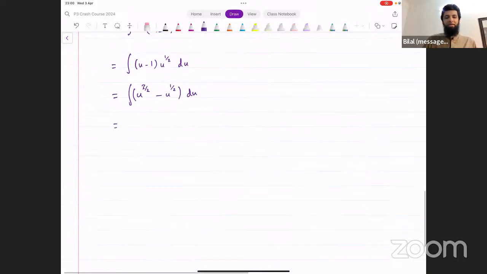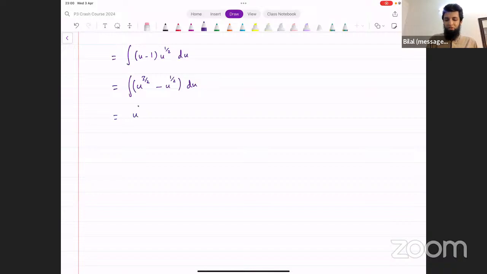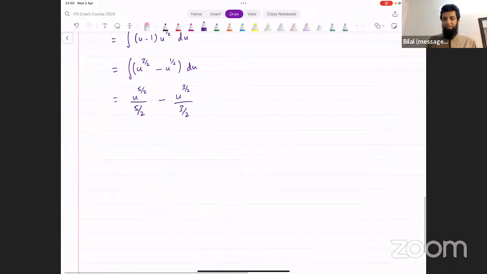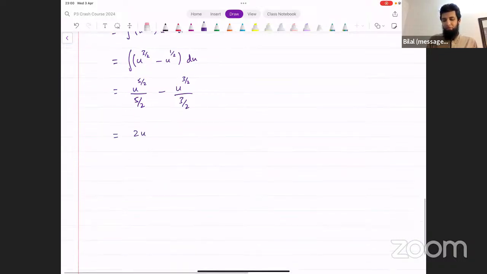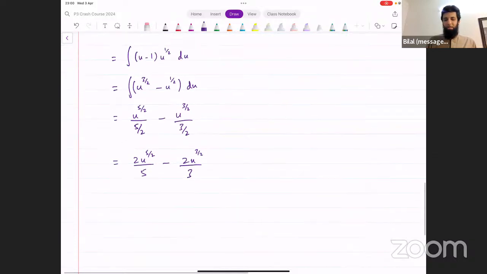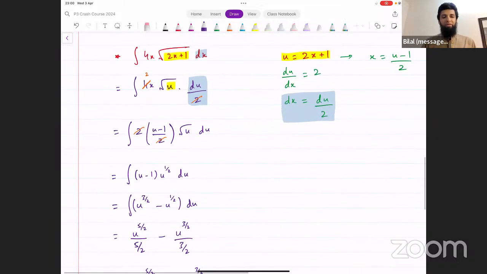And now we can integrate each of these terms separately. And that gives us u raised to power 5 over 2. Because remember, this is a power function. We can use power rule here. We add 1 to the power, divide by the new power. Similarly here, add 1 to the power, 1 over 2 plus 1, that becomes 3 over 2. Divide by that new power. And that's your integral. You can simplify this now. That gives you 2u raised to power 5 over 2 divided by 5 minus 2u raised to power 3 over 2 divided by 3. And that's your integral. You've integrated this.